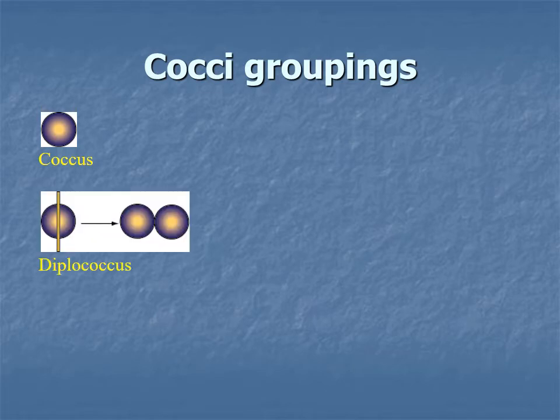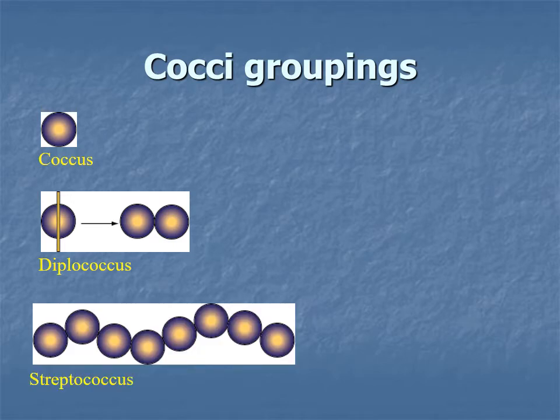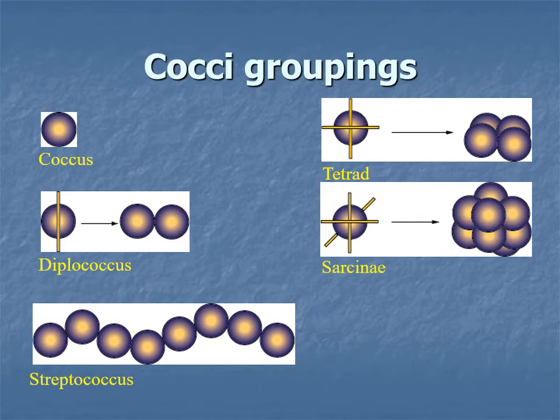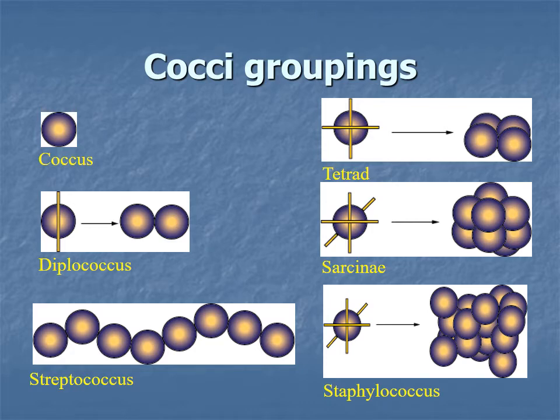And classification of bacteria according to arrangement. You can see that it can be monococcus, can be diplococcus, in pairs, tetrad, 4 bacteria, sarcina, in clusters, and staphylococci, irregular clusters.